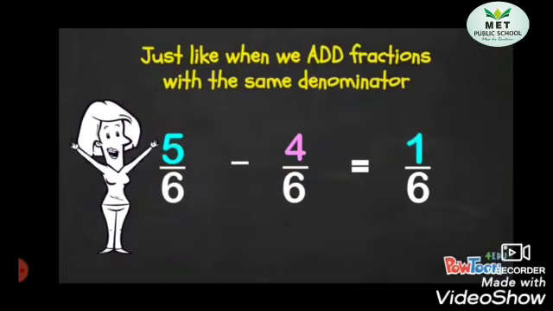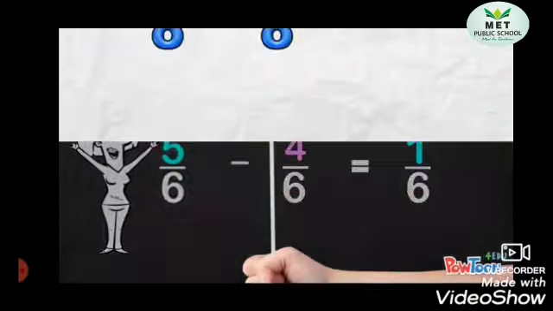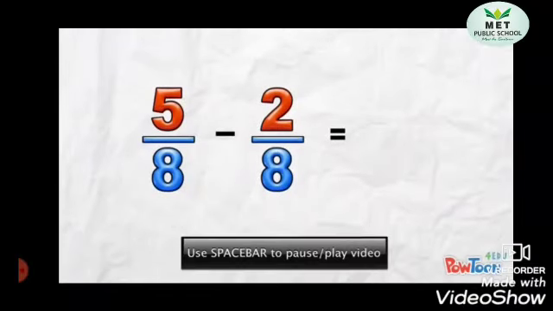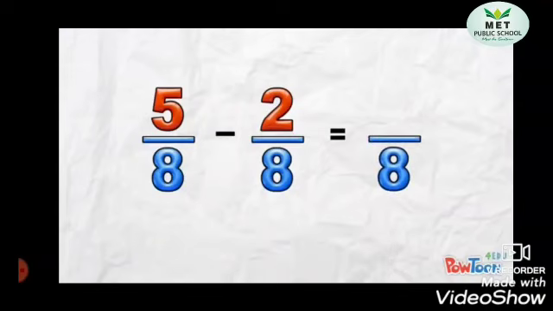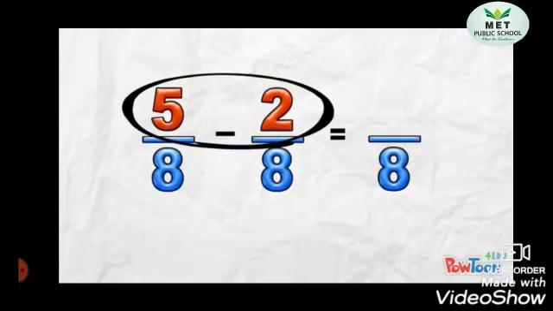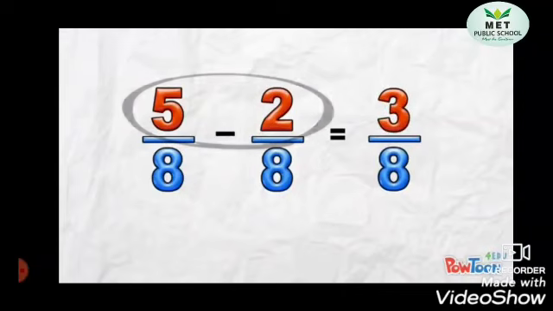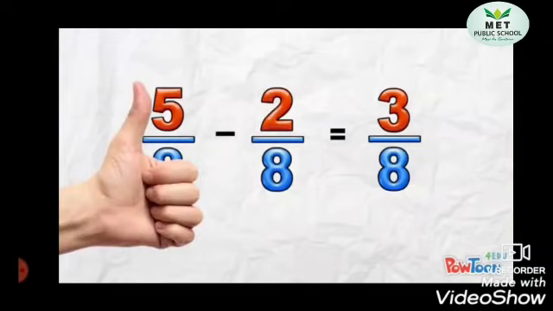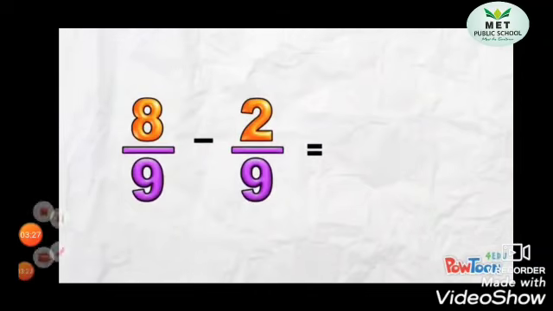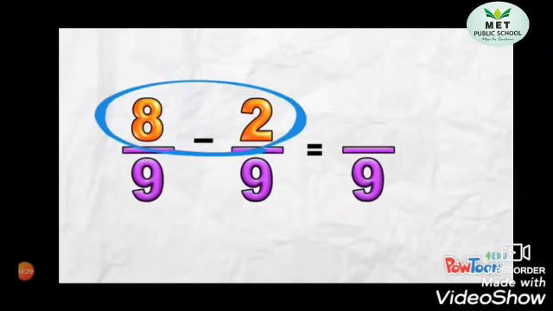It is same just like adding the fraction. Same denominator, in that you will be adding numerator, here you will be subtracting the numerator. Here you have the denominator 8, numerator you will be subtracting 5 minus 2 which is 3. So your answer is 3 by 8. One more example here.